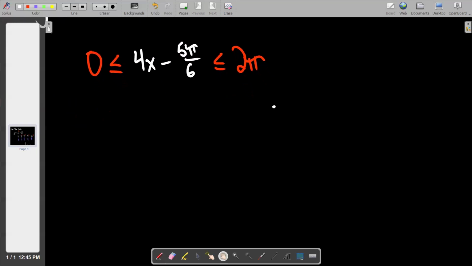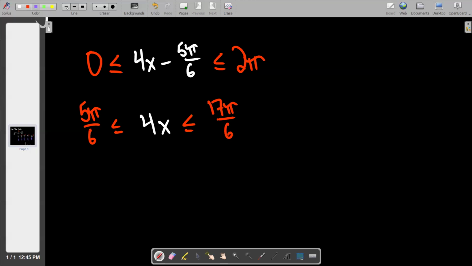Follow your instincts. How do we solve that red inequality? Let's start by adding 5 pi over 6. So I'm going to add 5 pi over 6 in the middle, and I'm going to add it on the left, and I'm going to add it on the right. My left side is now going to say 5 pi over 6. My middle is now just cut down to just 4x. And on my right, I'm sorry for the basic math test, but I've been telling you for years that it's kind of important, right? What is 2 pi plus 5 pi over 6? It's 17 pi over 6.